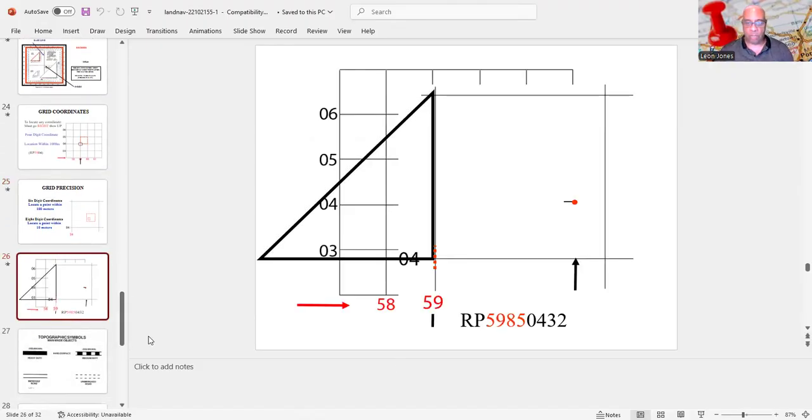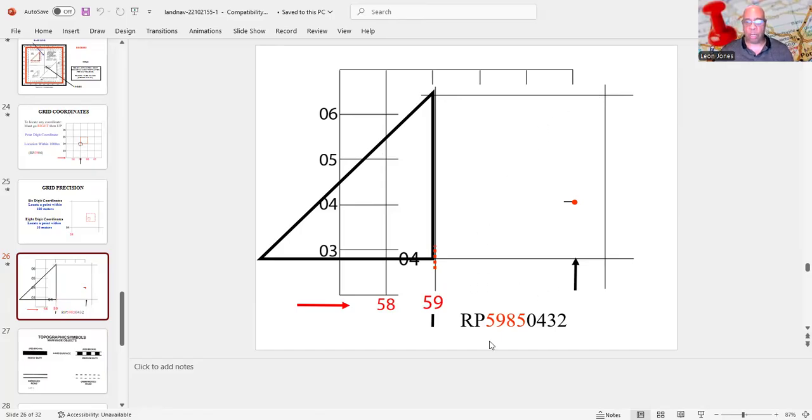And here's what they're talking about. RP 59850432. So you have 59 right here. Go all the way up. Here's your 8-digit number. 5985 is where your target would be. Remember, you go up and over to the right.